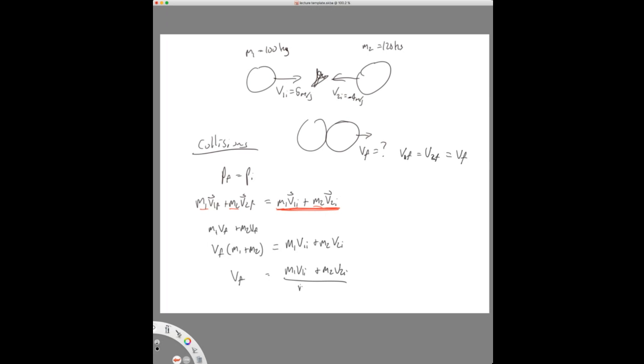We're dividing both sides by M1 plus M2. And now we can plug in our numbers. So that's 100 times 5 plus 120 times negative 4 over 100 plus 120. And I get 0.091 meters per second. So this is very close to a tie because one had 480 units of momentum, the other had 500. Those were very, very close to each other.